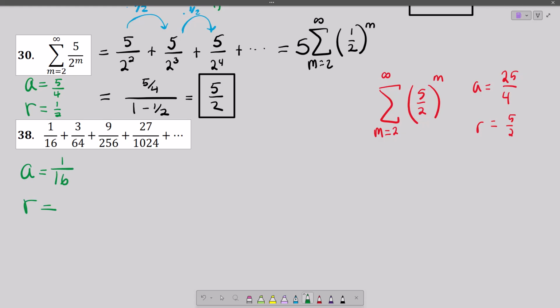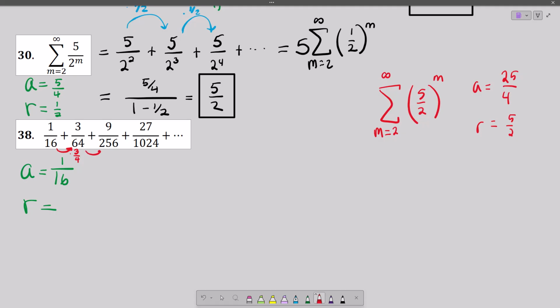Now R. R is the common multiplier. So we have to figure out how we get to the next term. We're not even 100% sure this is geometric until we look a little more carefully. So what are we multiplying to get to the second term from that first term? 3/4. So we multiply by 3/4. That checks. 3 by 1 is 3. 4 by 16 is 64.